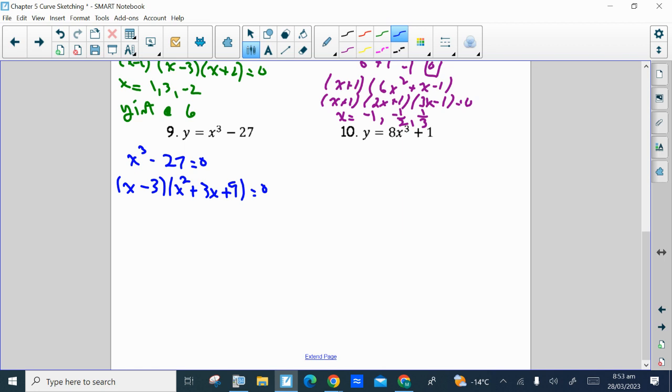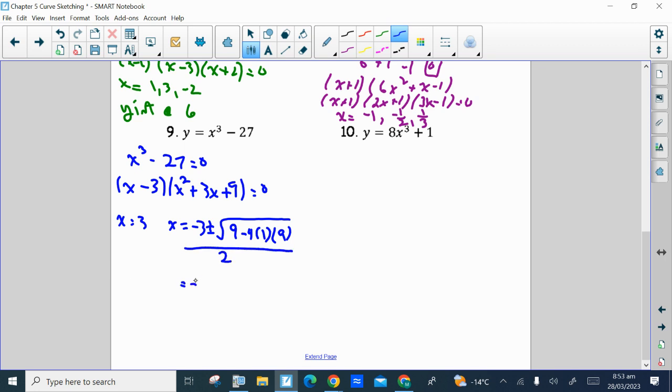So you've got x minus 3 as one factor. That would mean x equals 3 is our first x-intercept. Our second ones will come from that quadratic. Once again, it cannot be factored. So we would use the quadratic formula. Negative b plus or minus the root of b squared. 3 squared is 9 minus 4 times a times c all over 2 times a.